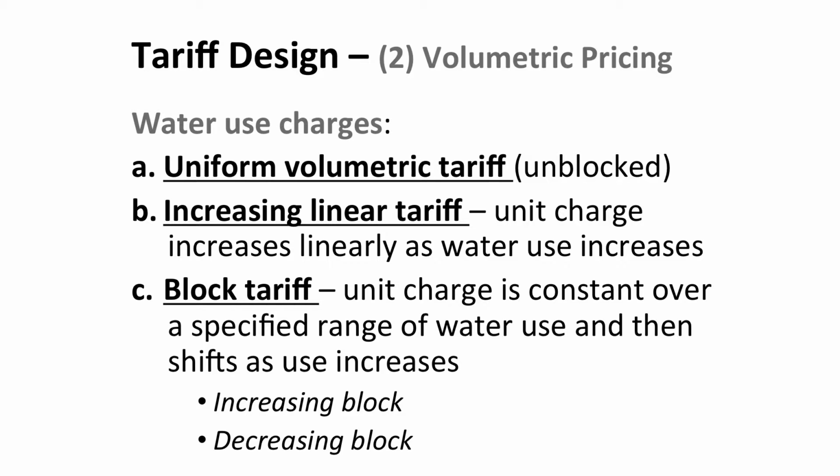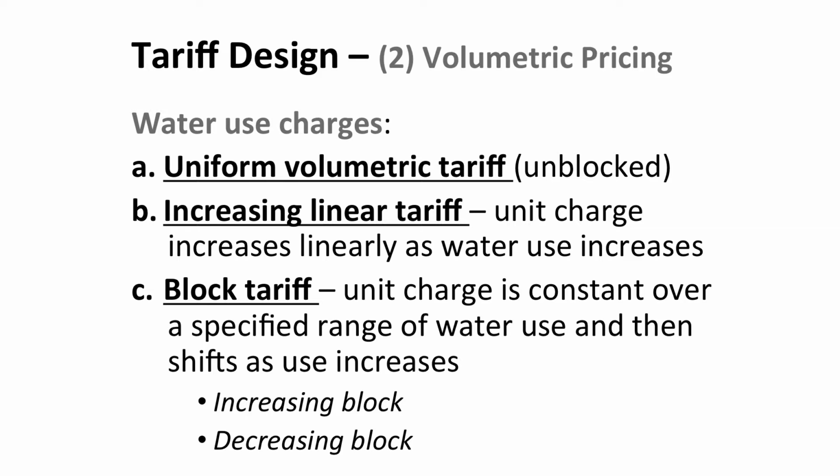So, if the price is 50 US cents per cubic meter and the customer uses 5 cubic meters, her water bill will be 5 times 50 cents or $2.50. Similarly, if she buys 10 cubic meters at the same unit price, her water bill will be $5. A uniform volumetric tariff will be very familiar to you. This is how most businesses price the goods and services they sell to you.